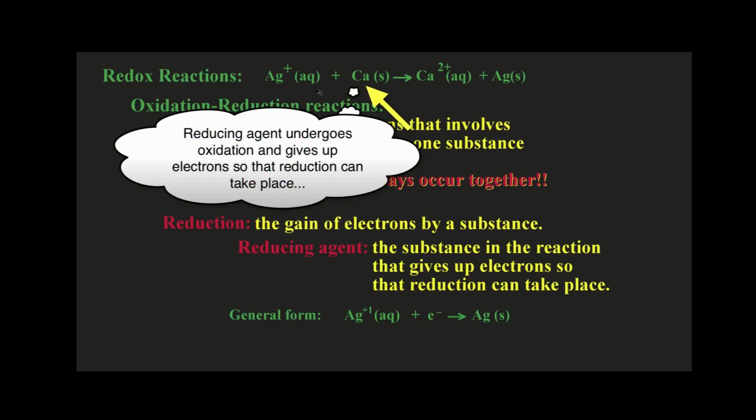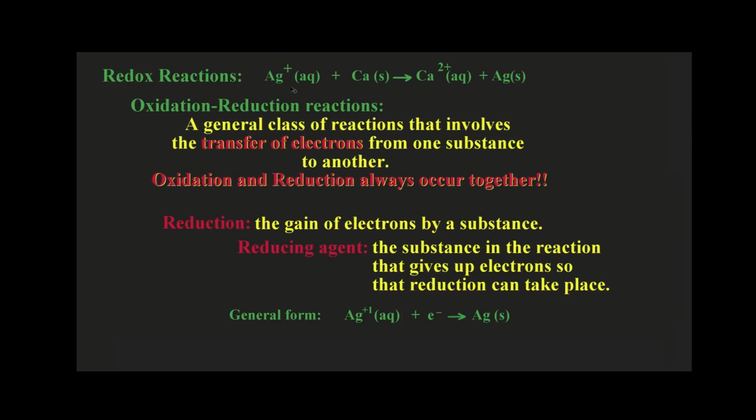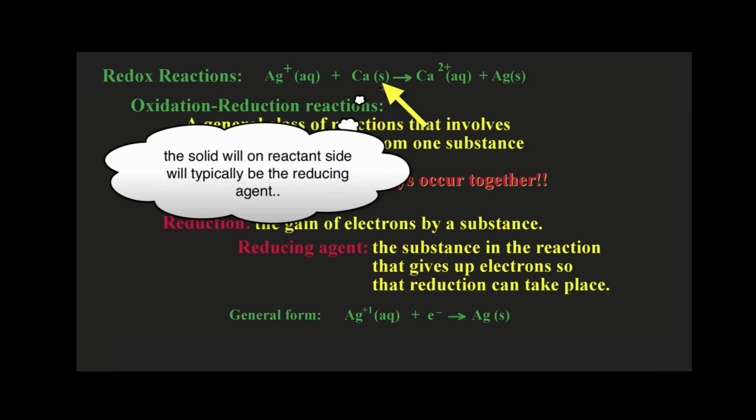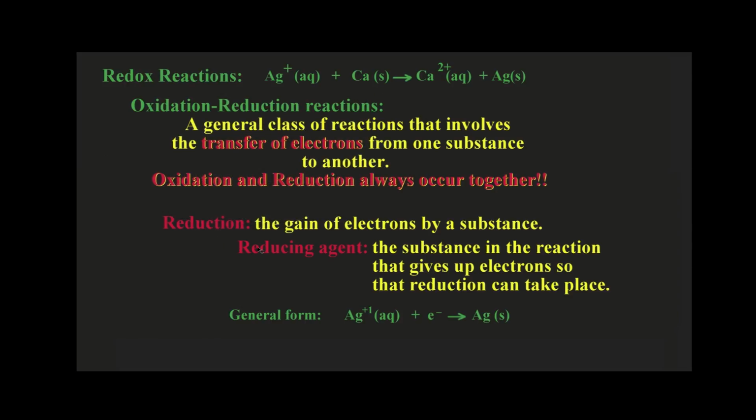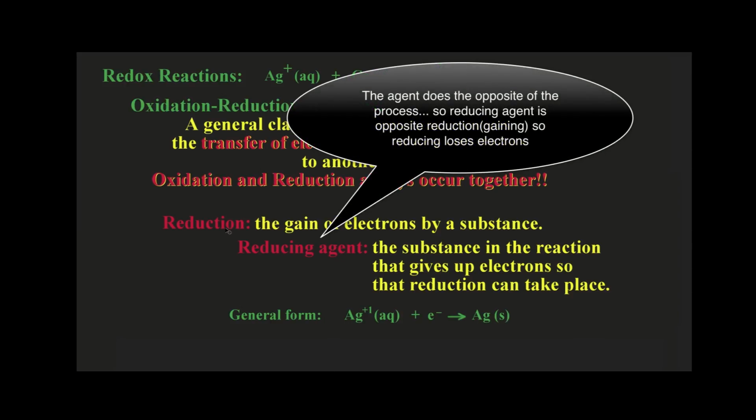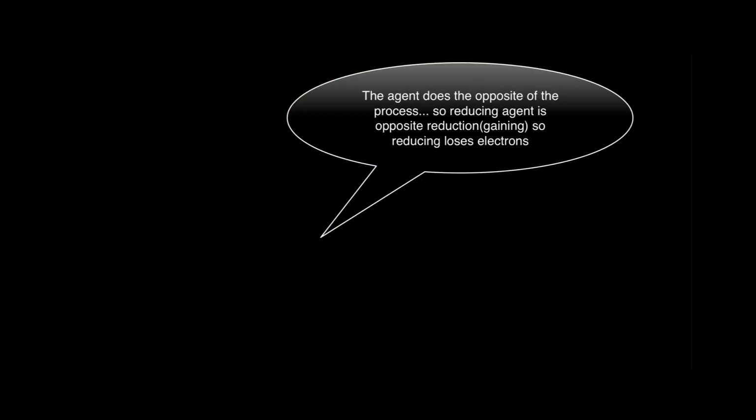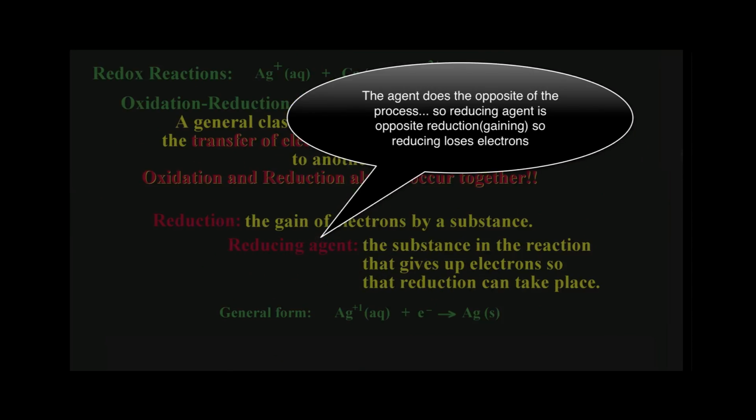So when we're looking at a redox reaction, a quick way to determine the reducing agent is look for the one without a charge, or the one that's solid. Some people use the opposite rule, thinking in the form of agents, double agents do the opposite of what the actual process does. So if reduction is the gain of electrons, a reducing agent must lose electrons. It does the opposite. So what's the thing that loses electrons here? The calcium.